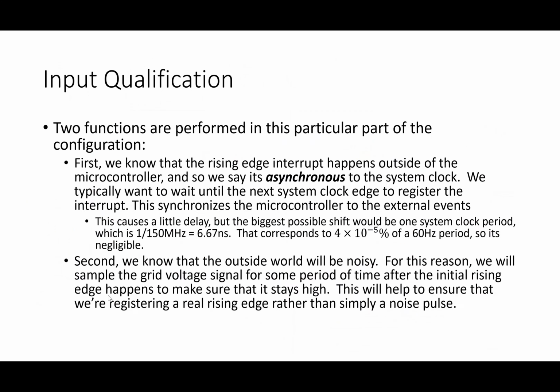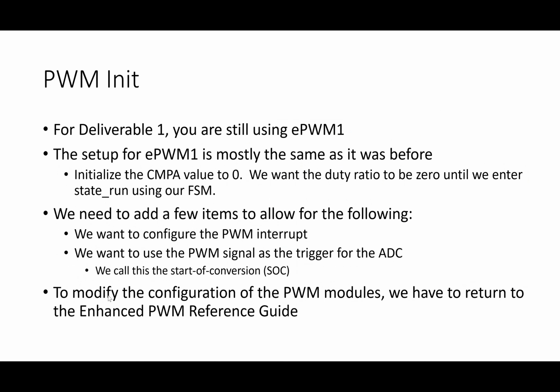Just as an example, I'll let you go through this later. A lot of stuff is described here. So PWM init. It tells me that for deliverable 1, I'm still using ePWM 1, and tells me a couple of things that I need to do. Most of my setup is the same as it was before. I want a 30 kilohertz PWM, and I initialize everything. I initialize my duty ratio to 0.